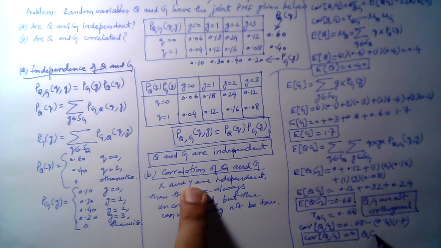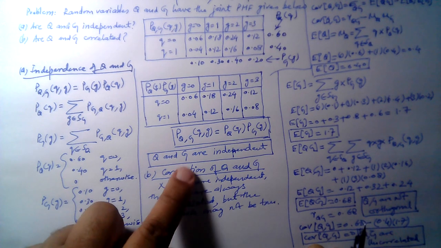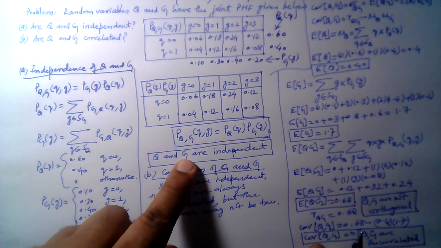So Q and G are uncorrelated because we have already found that the random variables Q and G are independent. When they are independent, they are always uncorrelated. And as I have said earlier, the converse may not always be true.